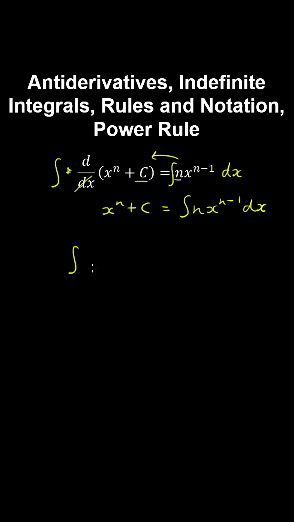So in general, if we have an integral of x to the power of n with respect to x, we add 1 to the exponent and divide by the resulting exponent, and add a constant of integration. Where n is not equal to -1, well, we'd have to divide by 0. And this here is the power rule for integration.